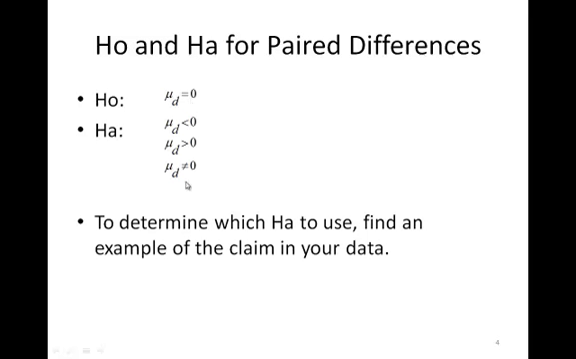These are the three options you have for your alternative. If you think scores went down or things got worse, you'd have this one, a less than sign. Well, it depends actually, I take that back. If the average of the differences is less than 0, greater than 0, or not equal, the way you determine which sign you're going to use is you're going to find an example of the claim in your data. And I'll explain as I do the homework problem.